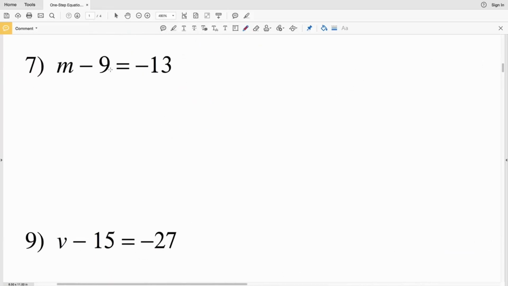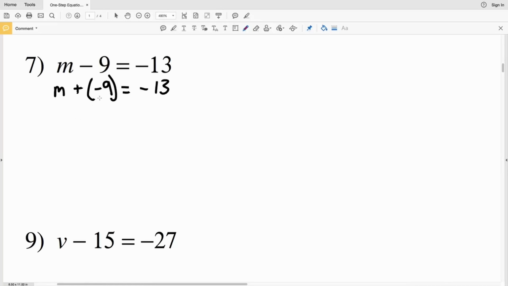Number 7, m minus 9 is equal to negative 13. I'm going to start by rewriting this as m plus a negative 9, just so that you can see that that 9 is not positive, since we're removing 9 from this value m. So whatever this variable m is equal to, we're removing 9 from it. So it's the same as adding a negative 9. And that is equal to negative 13.